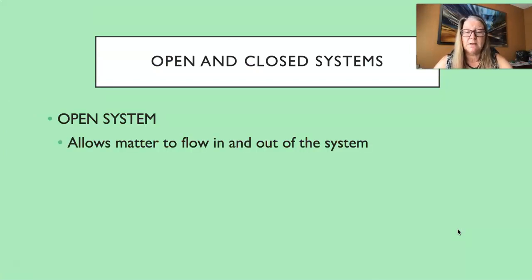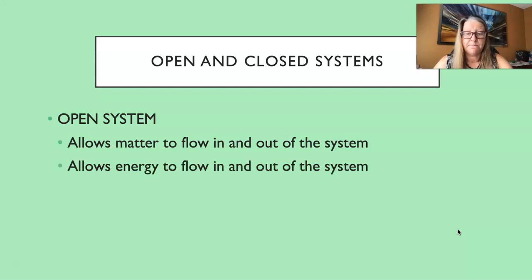An open system allows matter or material to flow in and out of the system. So this could be solid, liquid, or gas. It also allows energy to flow in and out of the system. Scientists define energy as the ability to do work, which isn't really useful in this situation. I'm going to use the idea of thermal energy or heat.